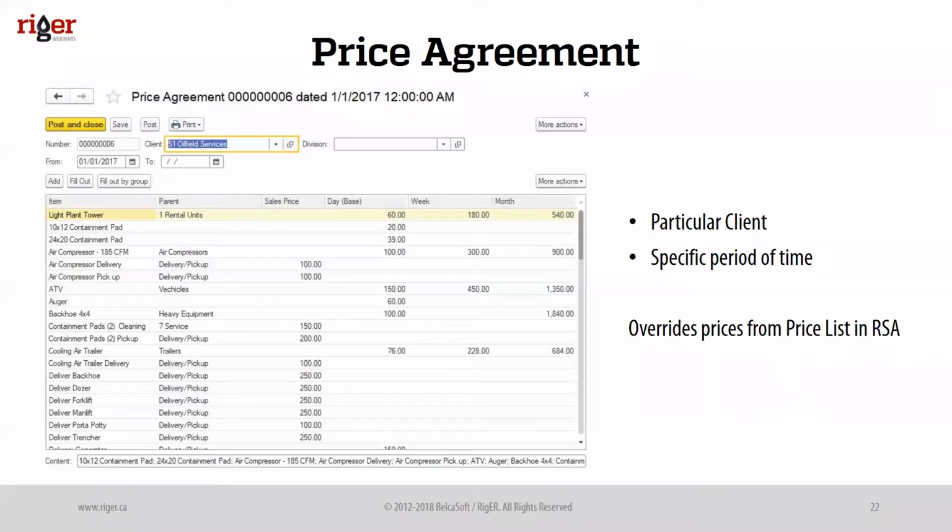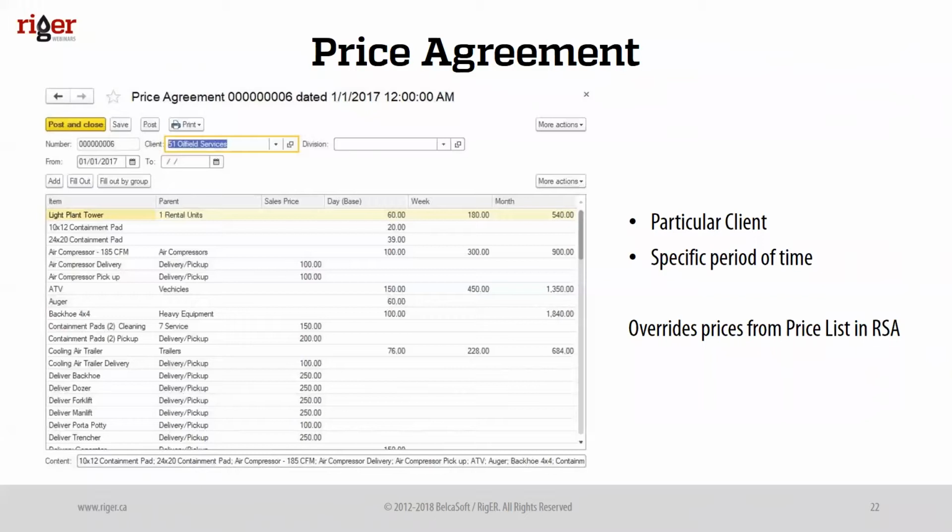The price agreement is a little bit different document that specifies the prices for a particular client for a specific period of time. You can create a price agreement for the client. In this case, you can see that it's 51 Oilfield Services Company, and you can specify the time range from and to. Let's say that we discussed and agreed with the customer that we will apply special prices for them from January 1st, 2017. We put this from date, and we can also close this price agreement at a specific period of time by specifying the to date.